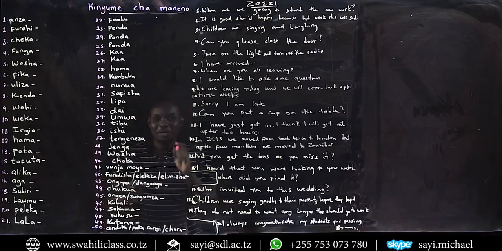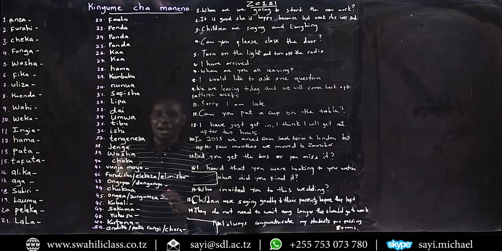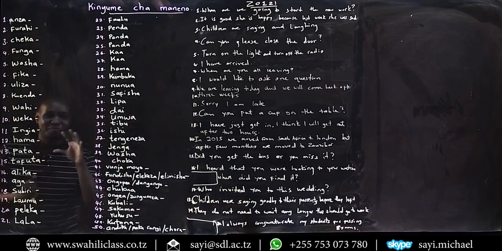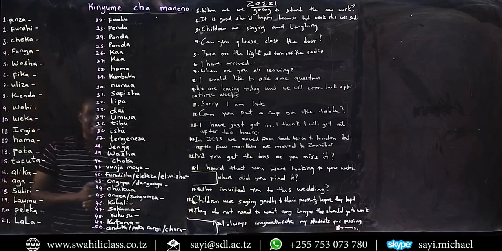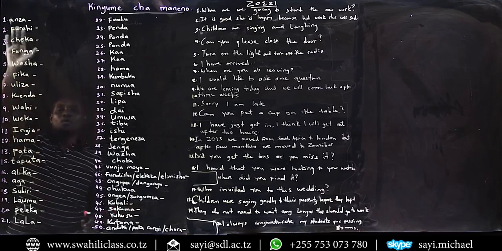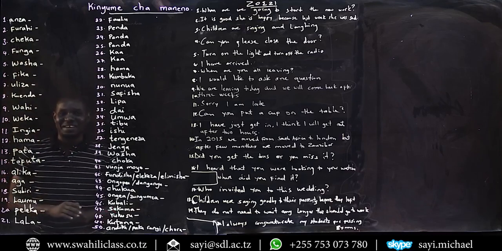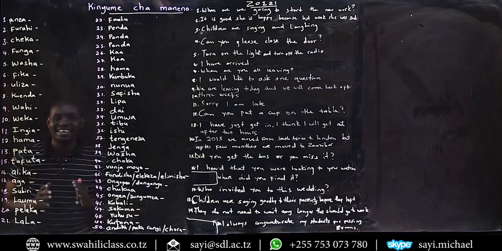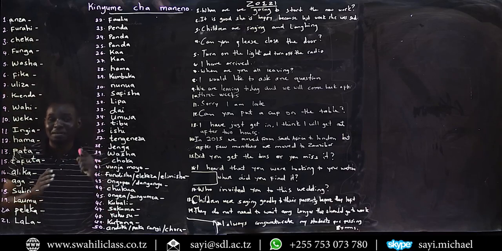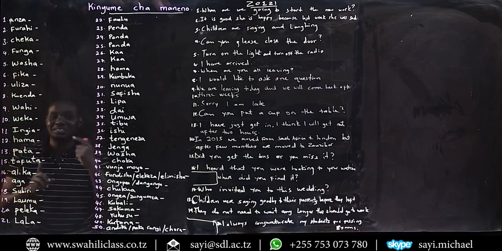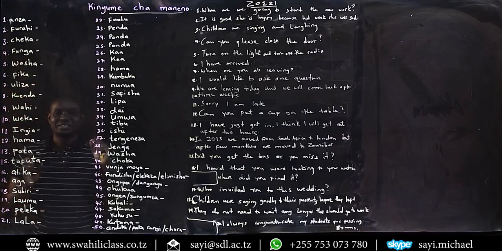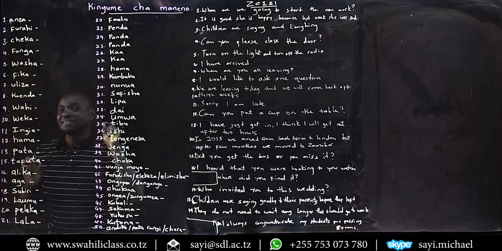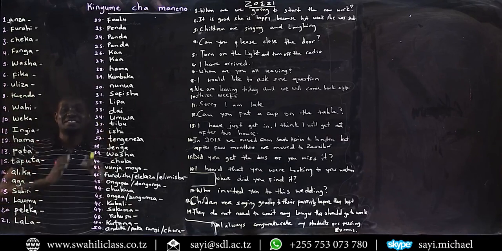So be with me to add new vocabulary for your verbs. Okay, let's start from number moja, is anza. What is the meaning of anza first? Tell me before I say the meaning. You tell me the meaning. So anza is to start. Anza is to start.